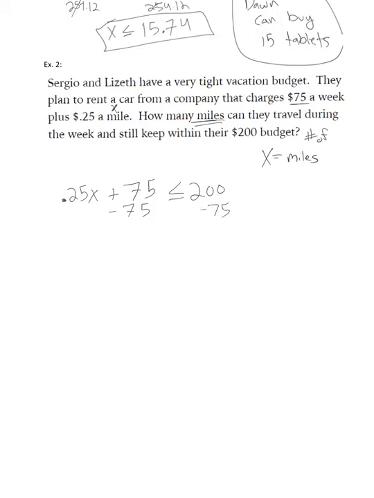After subtracting the 75 from both sides of our inequality, we are left with 0.25x is less than or equal to 125. Now that we've got that variable term by itself, we're just going to divide by that 0.25 on both sides to get x by itself. After dividing both sides by 0.25, we are left with x is less than or equal to 500.